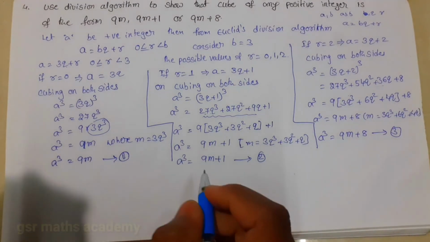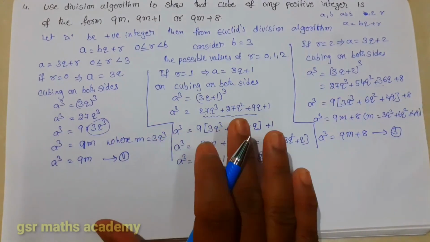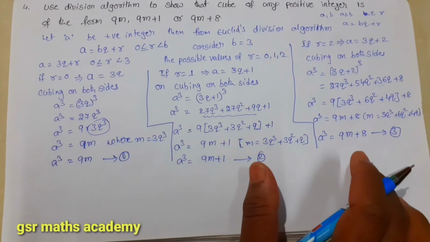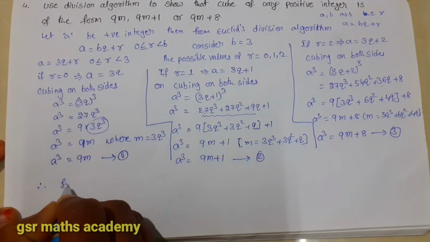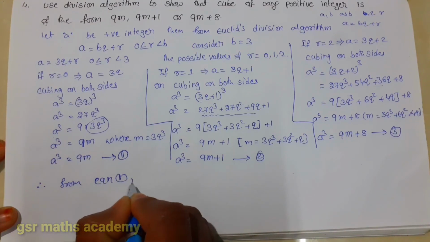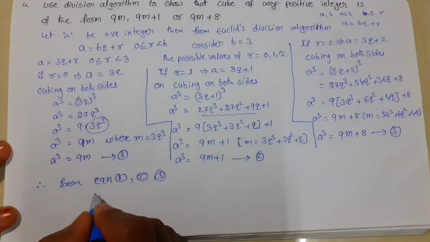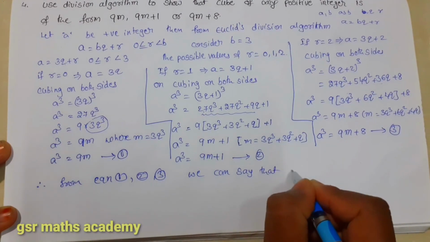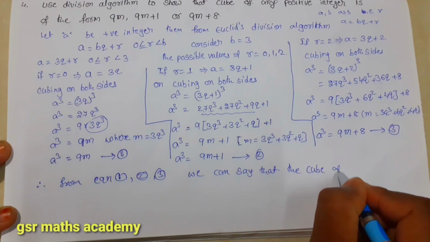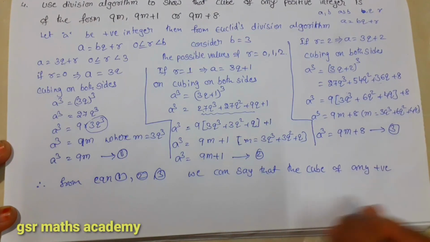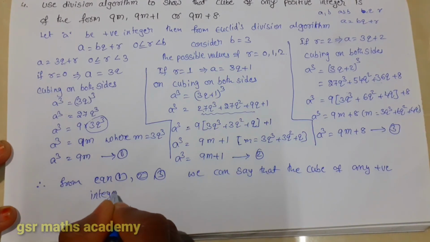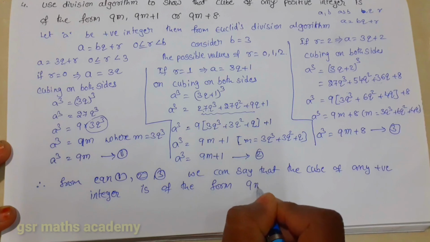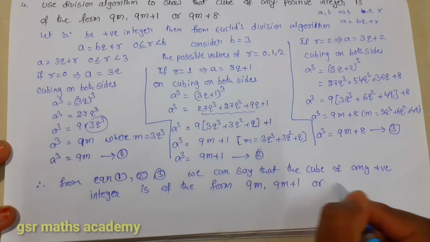That means from these three equations, we can conclude that the cube of any positive integer is in the form of 9m, 9m plus 1, or 9m plus 8. Therefore, from equations 1, 2, 3, we can say that the cube of any positive integer is of the form 9m or 9m plus 1 or 9m plus 8.